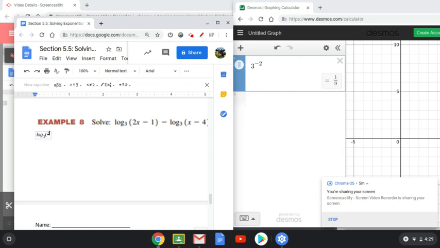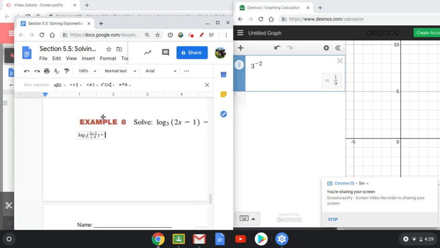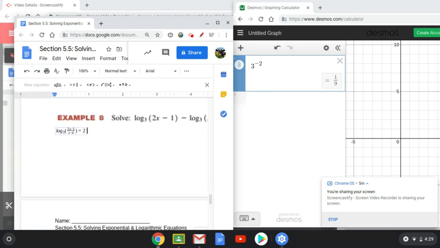So 2x minus 1 over x minus 4, and that whole equation was equal to 2. Okay? So step 1, if I have more than one log, is always to put them together. Step 2 now is to take this and change it to exponential form. Get rid of that log. Well, how do I do that? I have to identify what my exponent is. What is by itself? 2 is by itself. So 2 is going to be my exponent.